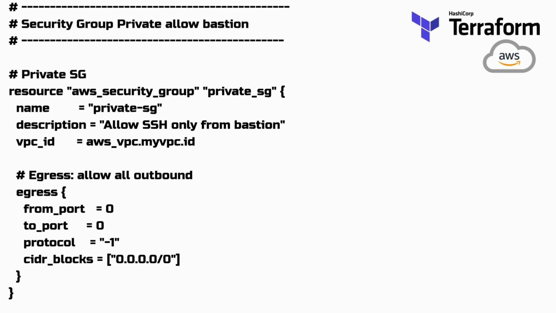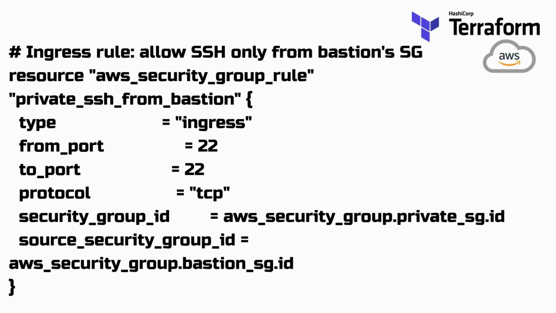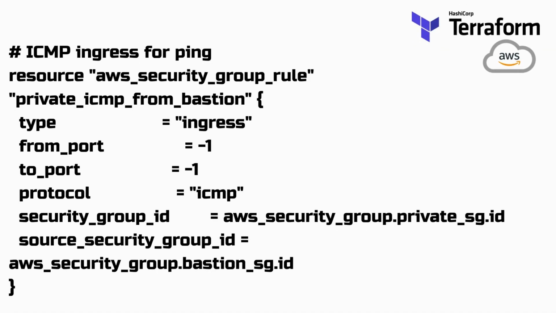Instead of opening the private instance to the world, I use separate security group rule resources to allow access only from the Bastion security group. The first rule allows SSH on port 22, but only if the traffic comes from the Bastion host. That means I can log into the private instance, but no one else on the internet can. The second rule allows ICMP for ping testing, again, restricted to the Bastion.